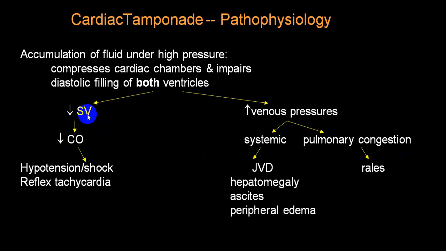So decrease stroke volume, decrease cardiac output, hypotension, shock and reflex tachycardia. Increase venous pressure, pulmonary congestion, RALs. Increase pressure in the superior vena cava, inferior vena cava. Increase JVP, that is jugular vein dilated, hepatomegaly, ascites and peripheral edema.